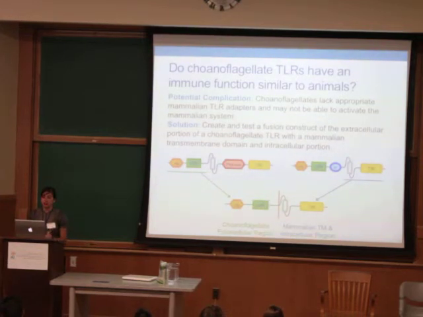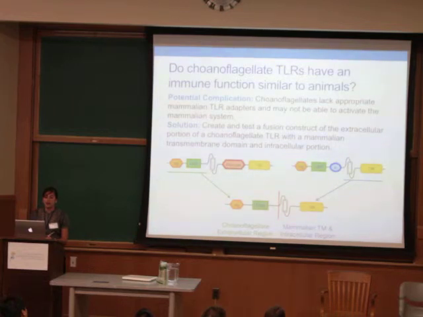However, there exists a potential complication. As we discussed earlier, choanoflagellates appear to lack many of the intracellular components that make up the animal signaling pathway. Without these intracellular components, and possibly without the ability to bind mammalian intracellular adapters, these choanoflagellate TLRs might not be able to activate a mammalian system.